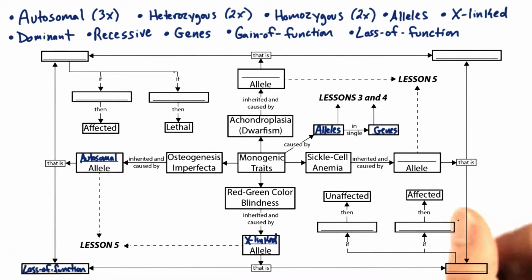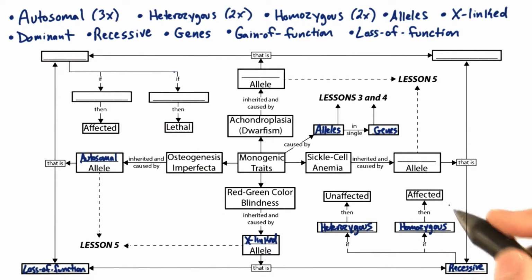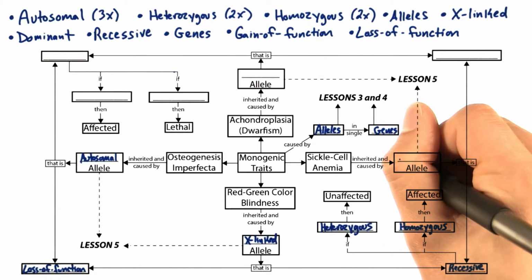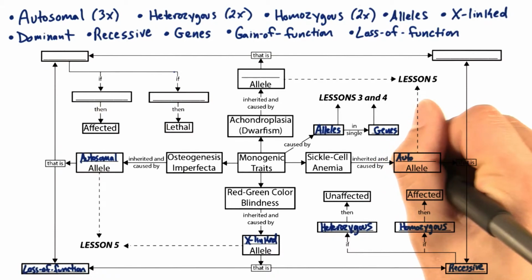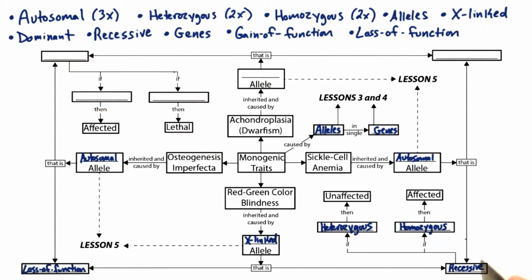This means for red-green color blindness, recessive belongs in this box, which is what it has in common with sickle cell anemia. And we know that if something is recessive, then in its heterozygous state, the individual would be unaffected, and only when the individual is homozygous are they actually affected. Now, this was also true for sickle cell anemia, which is also inherited and caused by an autosomal allele, not on a sex chromosome, but on an autosome.